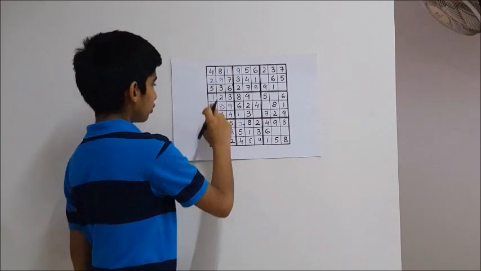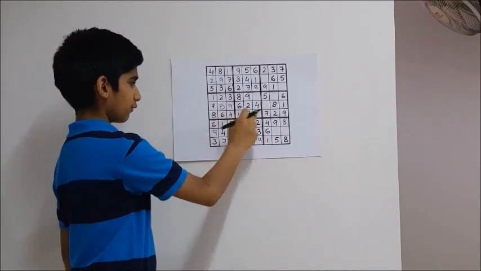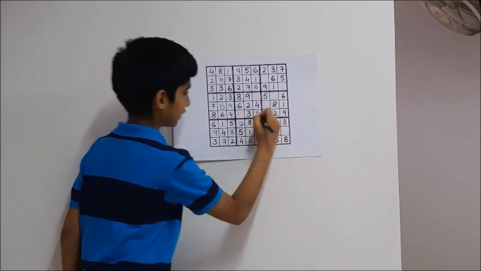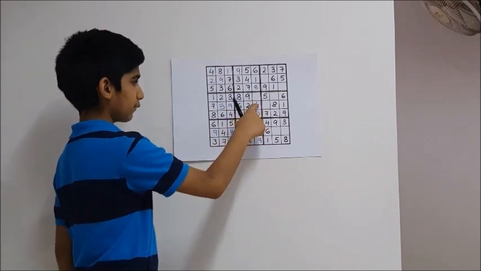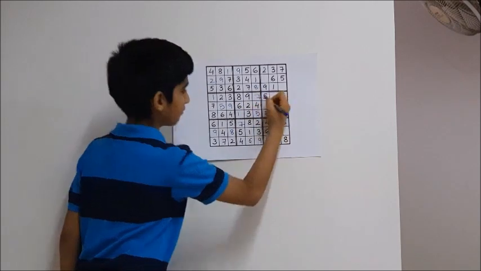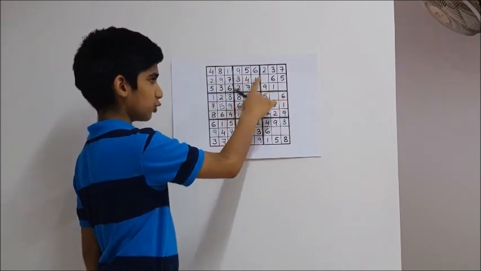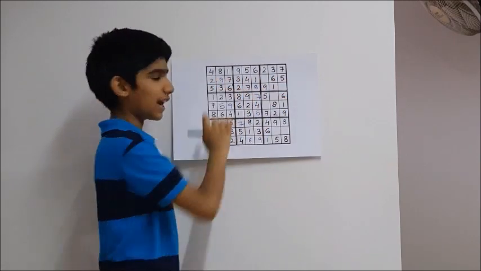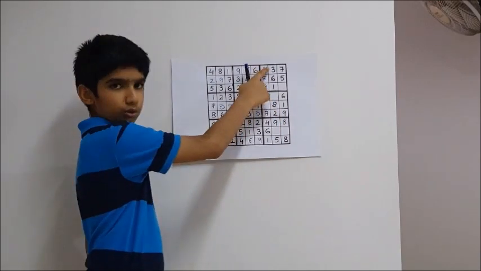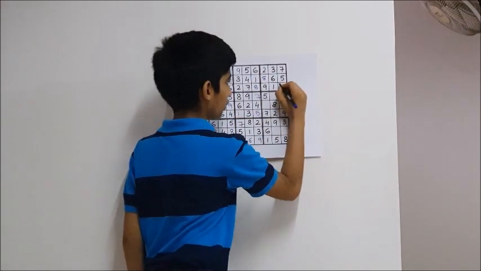Now let's go to the sixth row. 1, 2, 3, 4, 5, 6, 7, 8 and 9. So 5 is missing. 1, 2, 3, 4, 5, 6, 8 and 9. So 7. Now in the second row, 1, 2, 3, 4, 5, 6, 7, 9. So 8. 1, 2, 3, 5, 6, 7, 8 and 9. So 4.